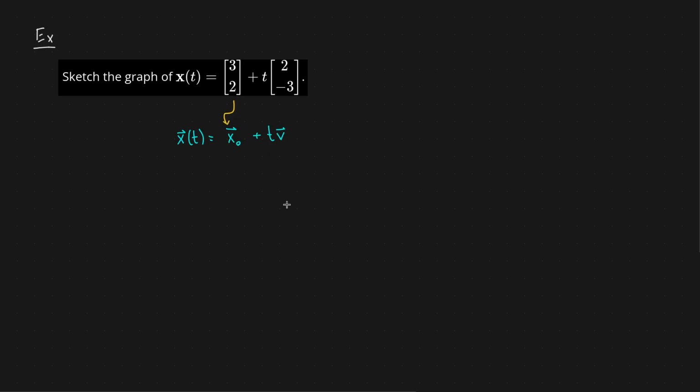This is some point on the line. This is a direction vector. And t is the variable. So we are in 2 dimensions.